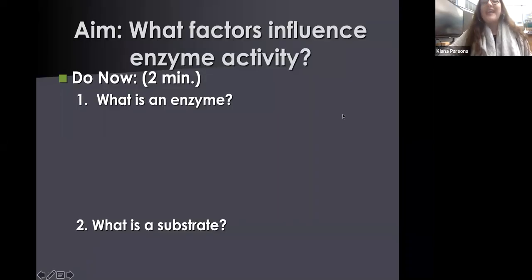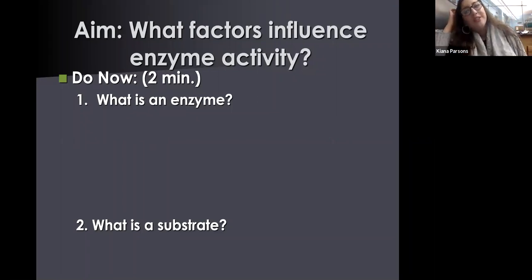Hello and welcome to Unit 2, and we're on Part 3 of Unit 2, Enzymes, and we're on Day 2 of Enzymes. So welcome to Enzymes, Day 2. Let's go ahead and begin talking about enzymes. And today's aim is what factors influence enzyme activity.